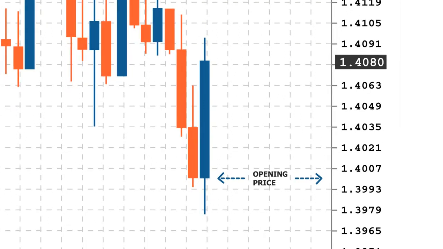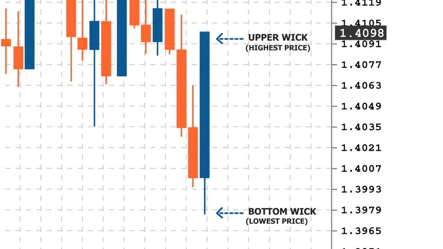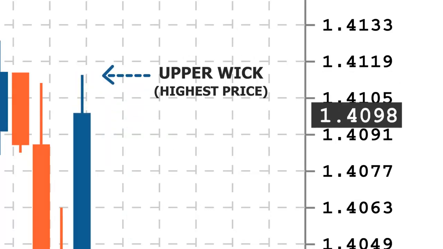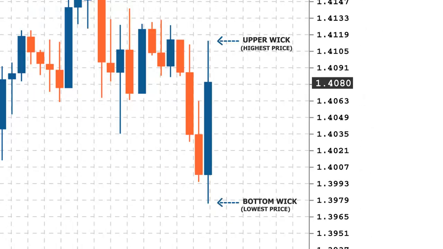Curious about these sticks? They are called wicks, and they tell you the highest and lowest price during the period that the candlestick represents. For example, the candlestick just reached a new high, and you can see that the wick remains after the price goes down again. So you can see where the highest and the lowest price were after the price retraced from the low and the high of that period.